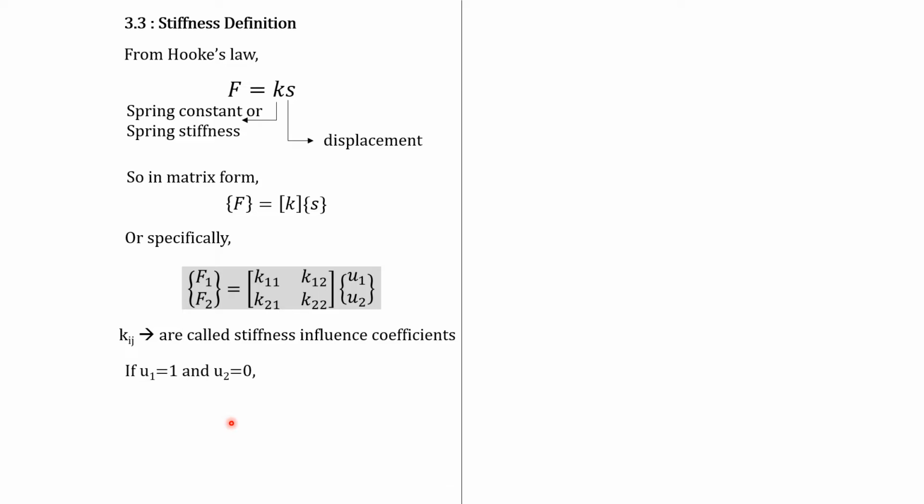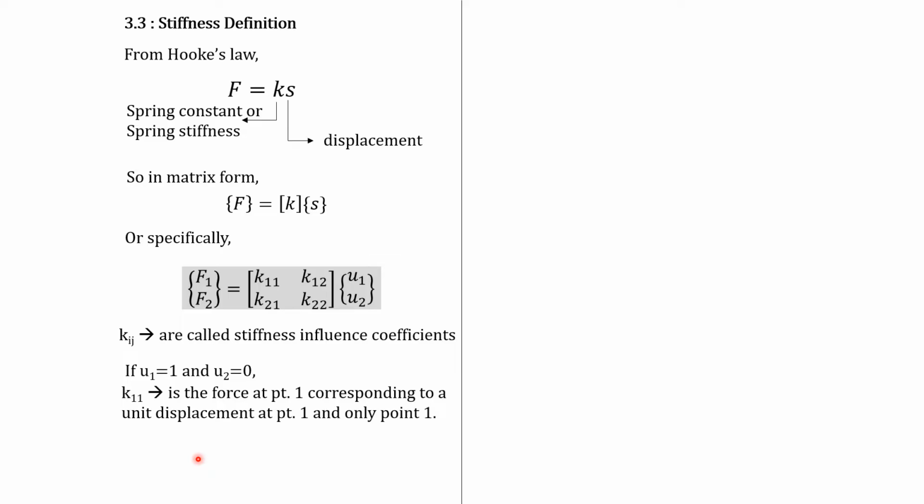If U1 is equal to 1 and U2 is 0, then K11 is the force at point 1 corresponding to a unit displacement at point 1 and only at point 1. So we have to apply a unit displacement at each node, one at a time. K21 is the force at point 2 corresponding to a unit displacement at point 1 only. That's the meaning of this stiffness.